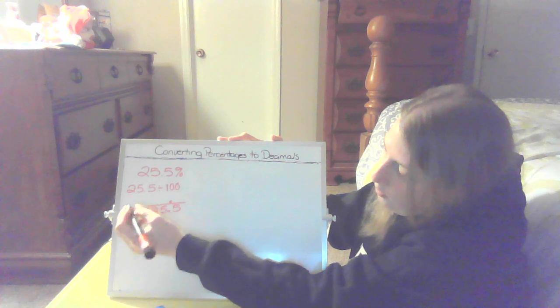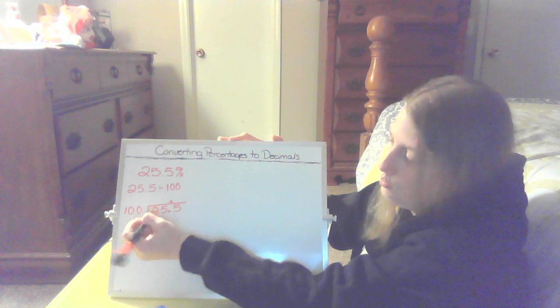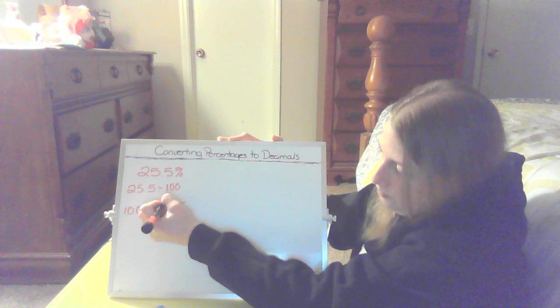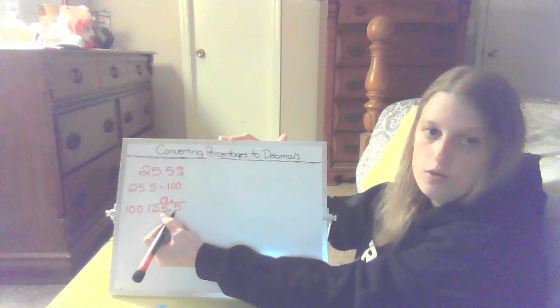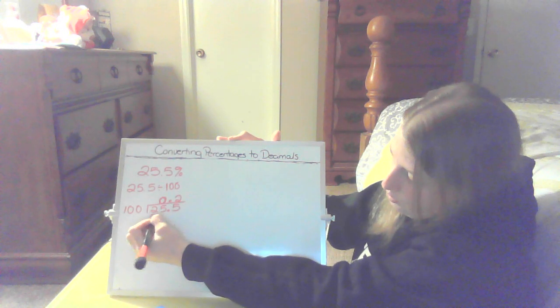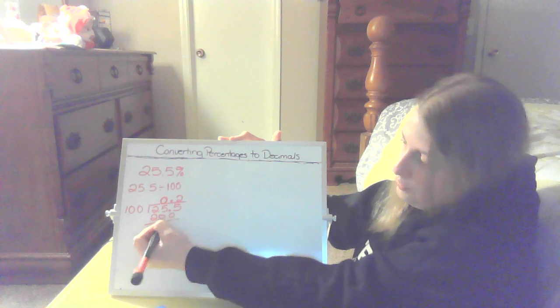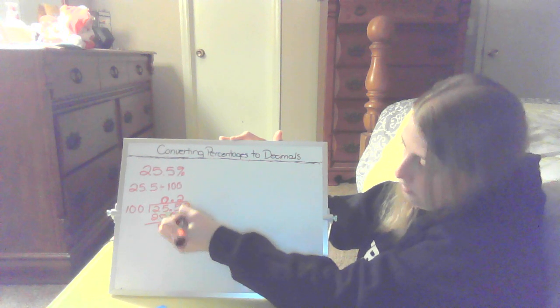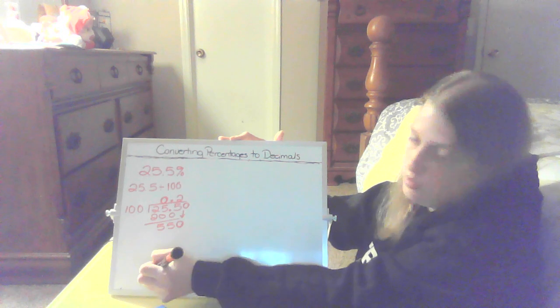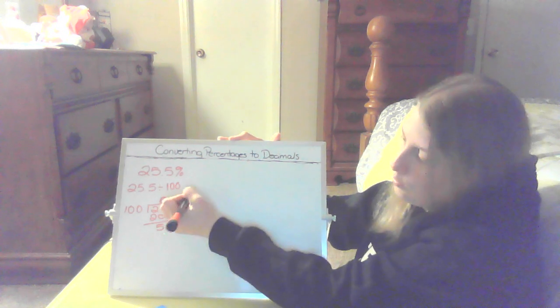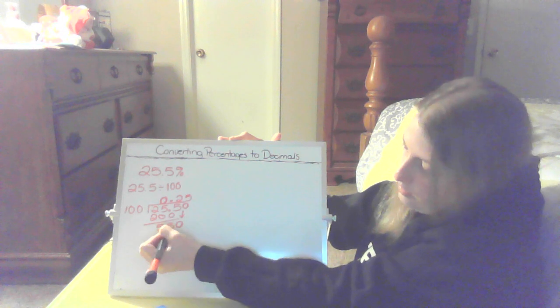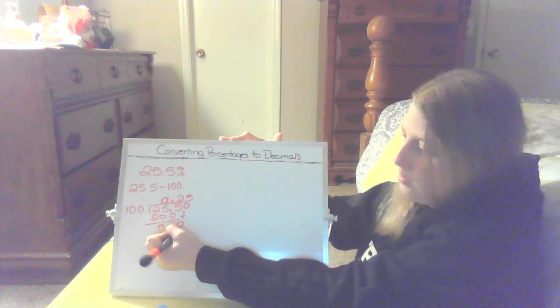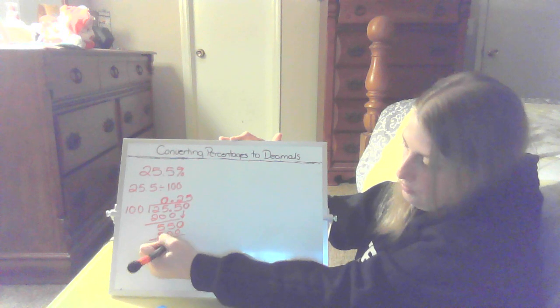Since we have our decimal already, we're going to move our decimal up. And we know that 100 cannot go into 25, so we're going to put a 0 there. But we do know that it can go into 255 2 times, so we're going to put a 2 here. And that's going to give us 200. Now 255 minus 200 is going to give us 55. And we're going to put a 0 here, and we're going to bring it down. And we know that 100 can go into 550 5 times. So we're going to put a 5 there. And that's going to give us 500. 550 minus 500 is going to give us 50.